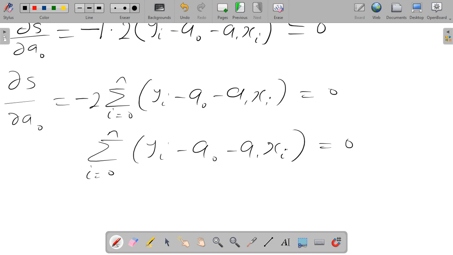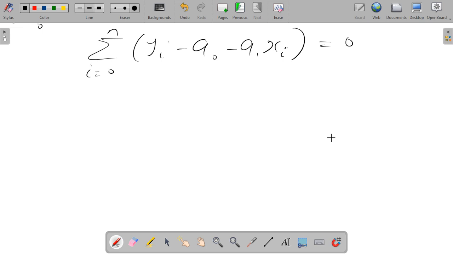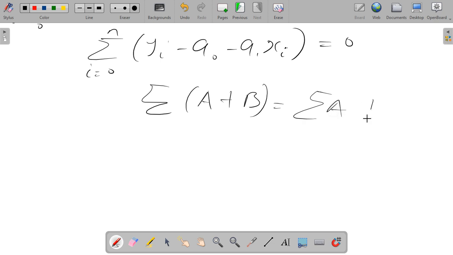So, you should know that our interest is to get our a1 and a0. Don't forget, we are still in the partial derivative of S with respect to a0. We have not done with respect to a1. So take note of that. Now don't forget that the summation of a plus b is the same thing as what? Summation a plus summation b.